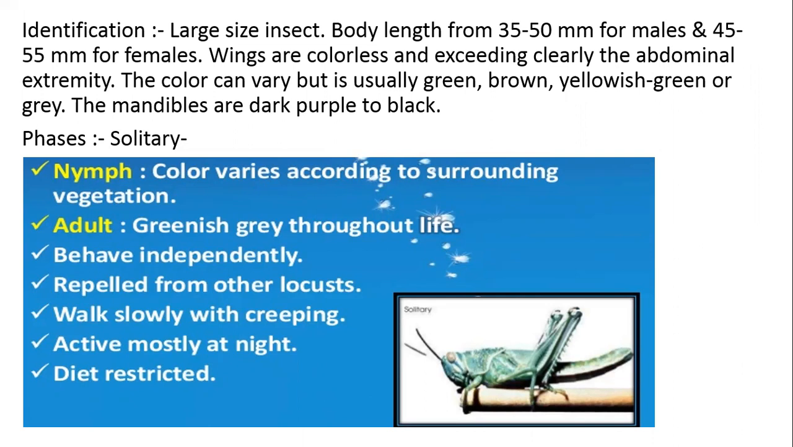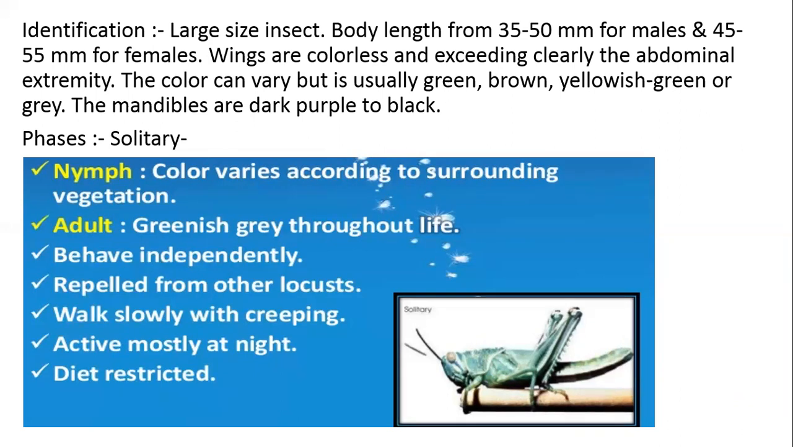Identification of the locust. How we can identify the locust? Large size insect, body length about 35 to 55 mm for males and 45 to 55 mm for females. Wings are colorless and exceeding clearly the abdominal extremities. Abdomen को पार करते हुए wings होते हैं. The color can vary, but usually green, brown, yellowish green, or gray. Mandibles are dark purple to black.